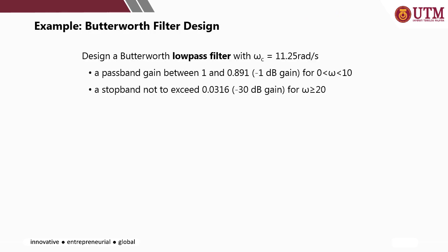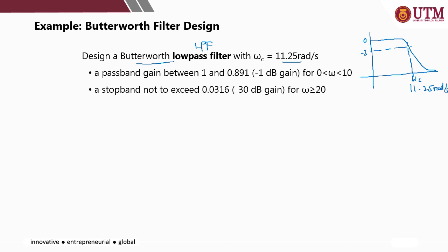Okay, let's look at a quick example. This is to compare the filter order number if you calculate it using an equation or if you use a graph. Design a Butterworth low pass filter with omega c equal to this value. So Butterworth is a flat top, low pass filter. And the omega c, as you know, is at 3 dB attenuation. This is where your omega c is, so it's 11.25 radian per second.